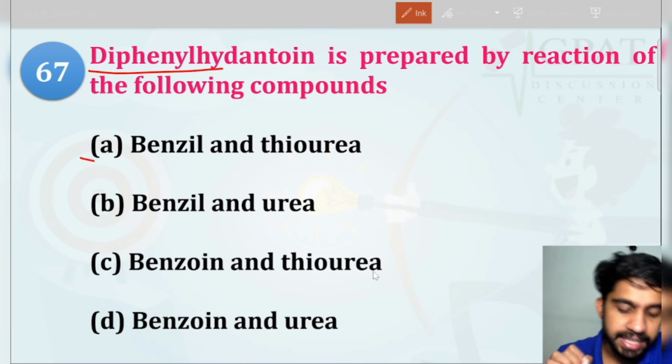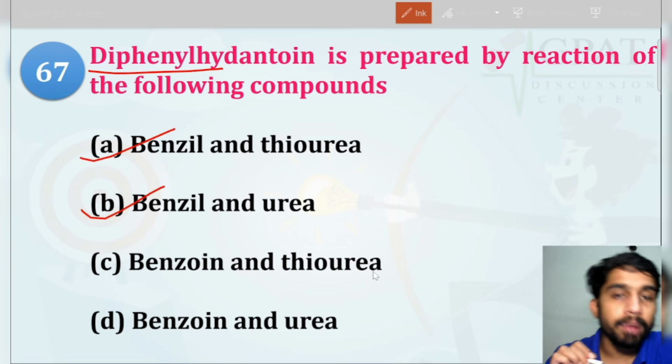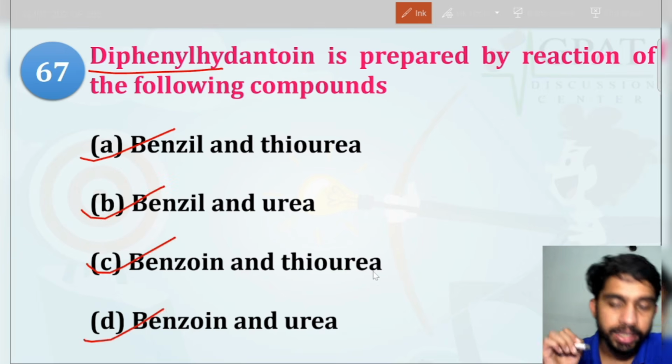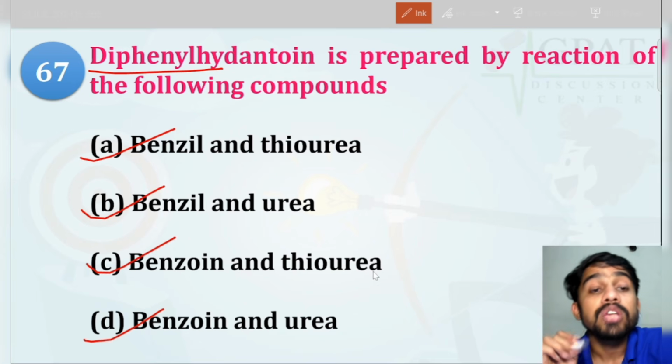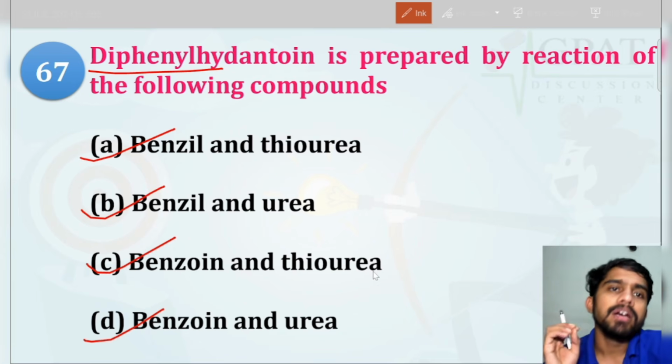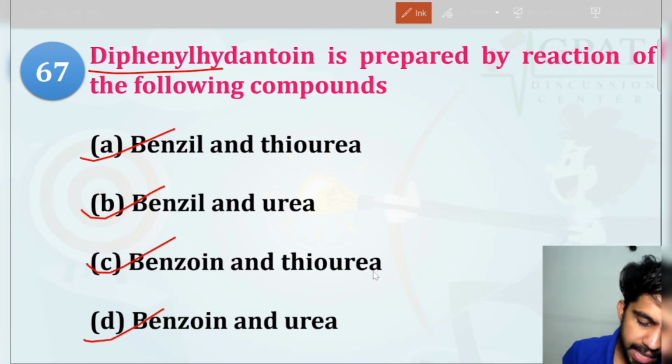The first option is benzil and thiourea. The second option is benzil and urea. The third option is benzoin and thiourea, and the last option is benzoin and urea. So what will be the right answer, A, B, C, or D? The starting material for phenytoin is benzil and urea.